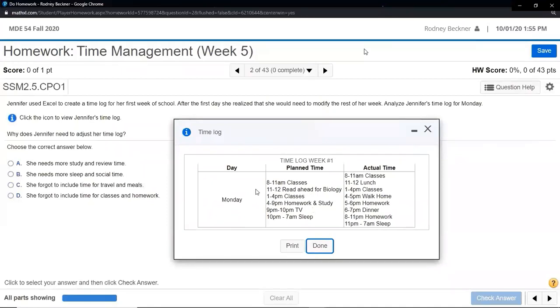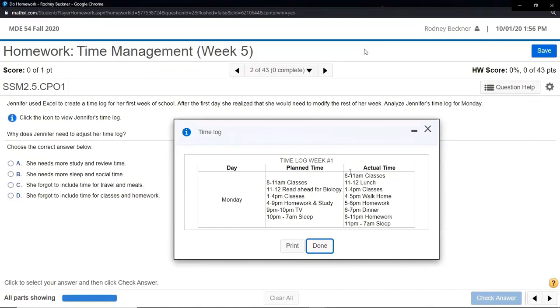So let's see what we got here. Monday, from 8 to 11, we have classes. That was the planned time. The actual time was 8 to 11. Notice that this time log has got a planned time and an actual. So not only do you plan ahead of time what you think it's going to look like, you go back and record, well, I thought 11 to 12 was going to be read ahead for biology, but man, my stomach was growling. I got to get some lunch. I mean, some people can have a, quote, working lunch and manage to get some studying time done. Not everyone can do that, though, so it's another case of you need to know yourself.